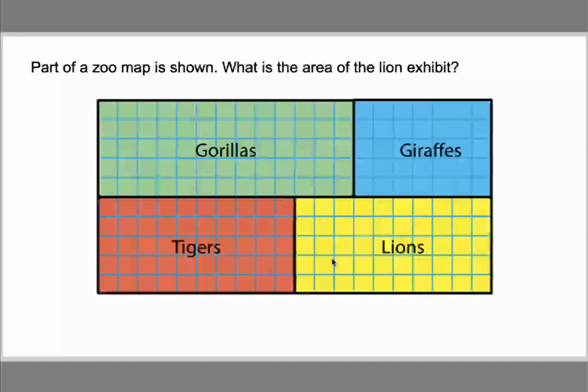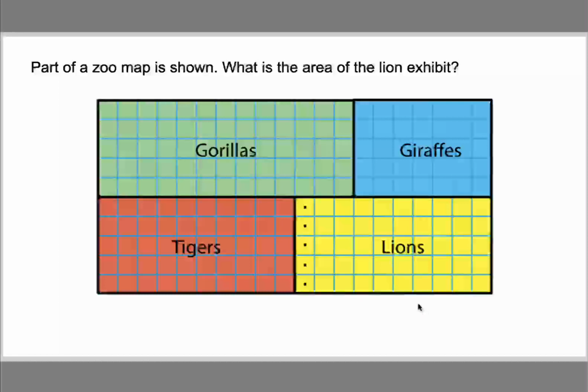Okay, let's count, my heroes. Five rows, 10 columns. 1, 2, 3, 4, 5, 10 columns. So if it's 5 rows and 10 columns, so what's the area? 50. Excellent. Wow. Excellent, Ahmed. If it's 5 rows and 10 columns, so it's 50 squares.